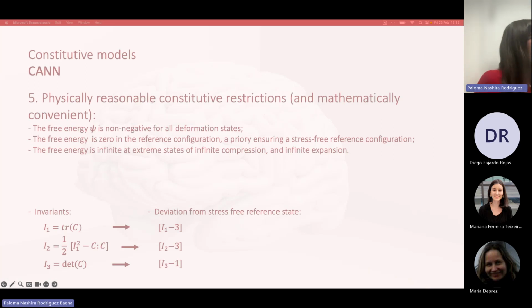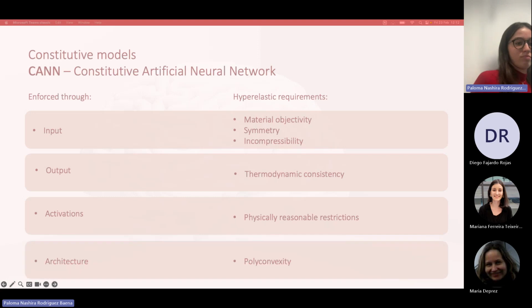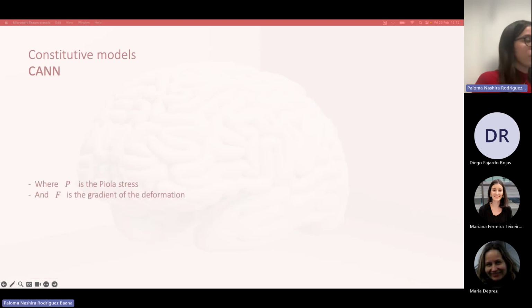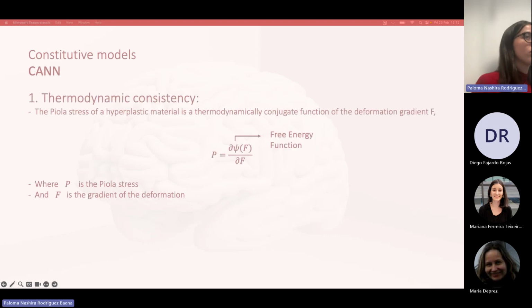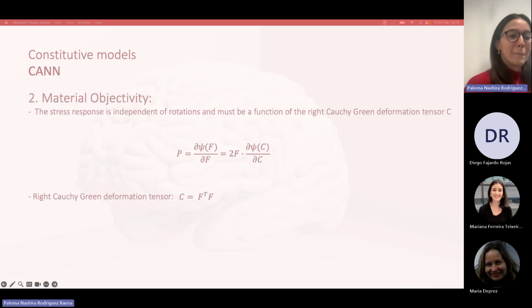So go all the way back to... no, next slide. Keep going. So the first law we're familiar with is that we have this constitutive relationship between stress and strain. Okay, next slide. Keep going. Okay. Material objectivity: the stress response is independent of rotations.